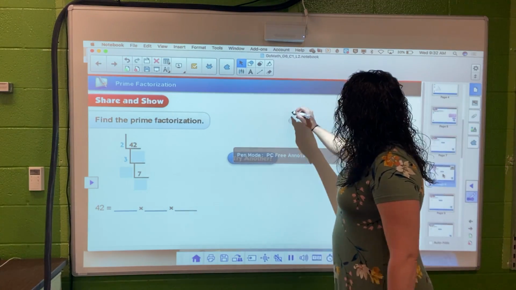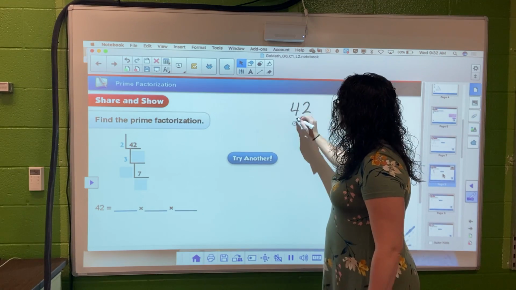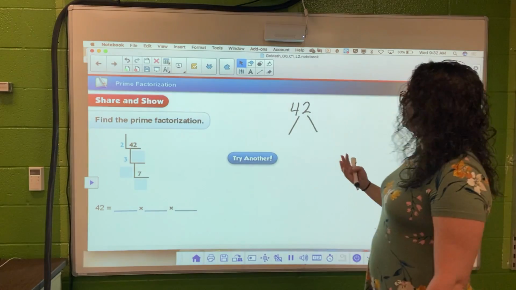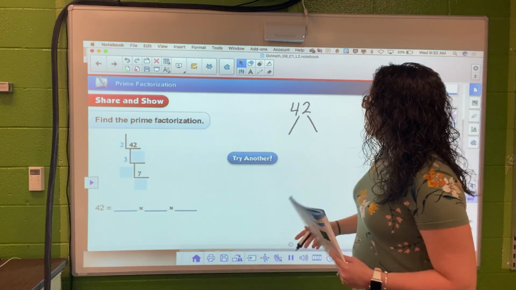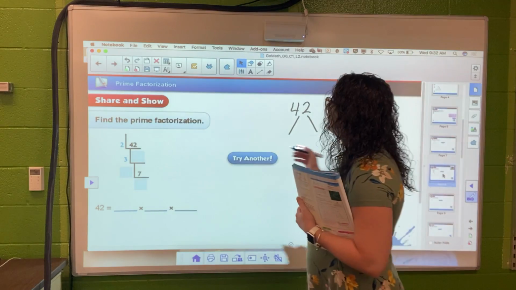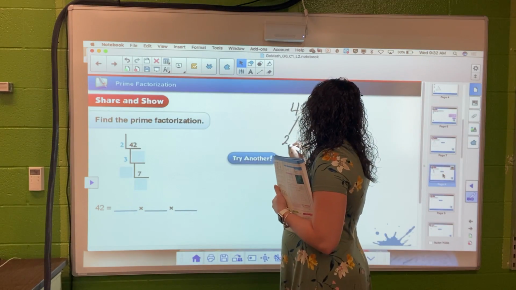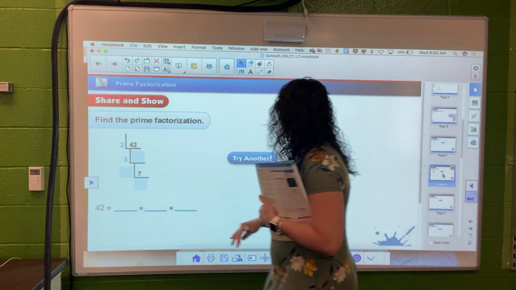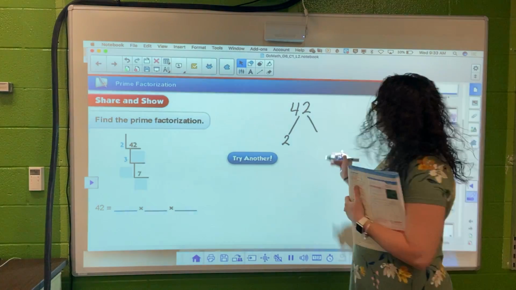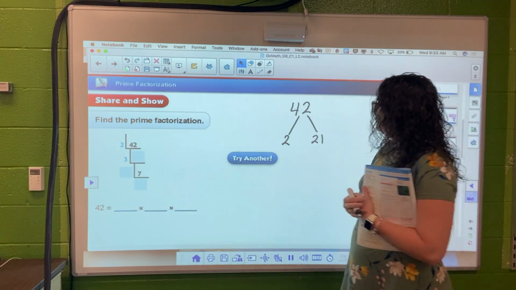So if I make 42 into a factor tree, 42, and we're going to branch off here. We need to think, what are some factors? It is an even number. So what can we divide? If I wanted to divide it by 2, and we can kind of use these over here to help us. 2 times what gives me 42? It's 2 times 21.